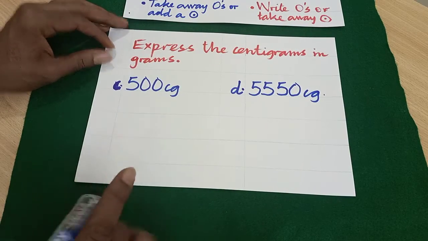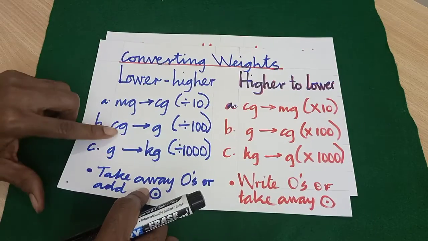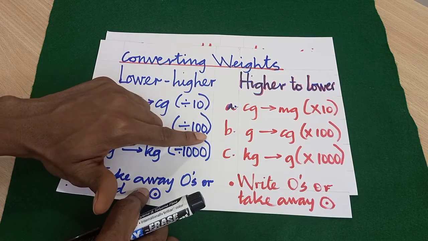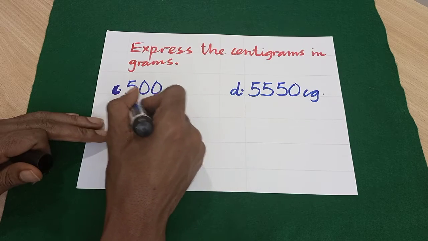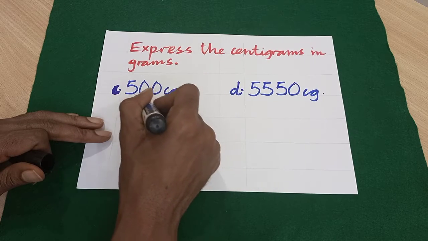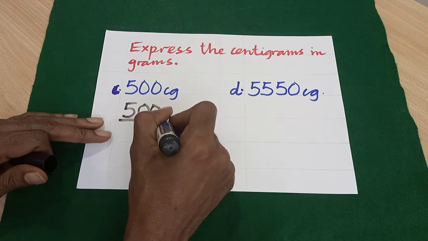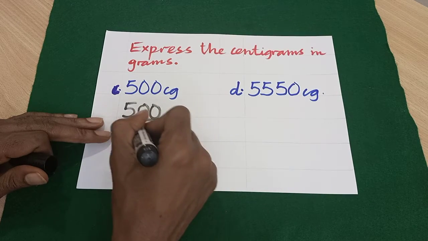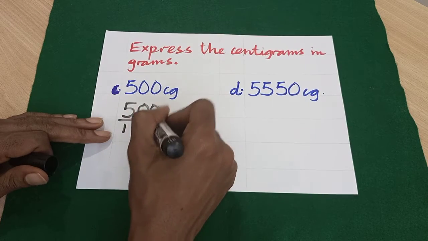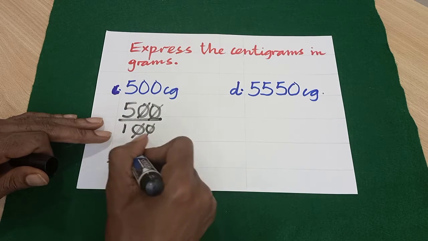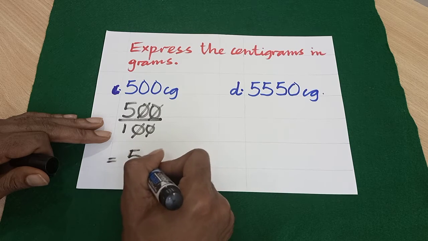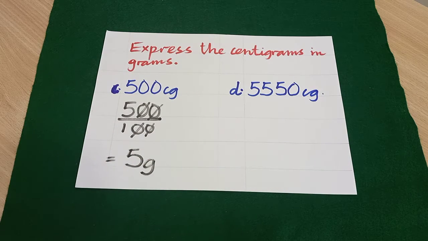Express the centigrams in grams. Now, centigrams to grams, you divide by 100, or what do you do? You remove 2 zeros, okay? So 500 centigrams is going to be 500 divided by 100. Okay, take away 2 zeros and we are going to be left with 5 grams. Right? Okay, now what next?